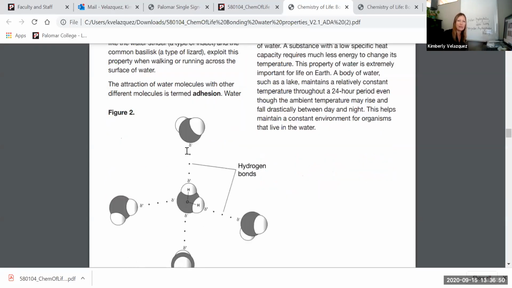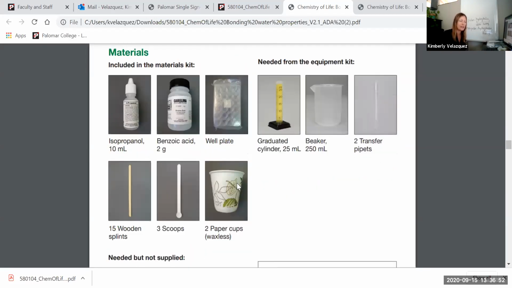Okay, so these are the materials that are included in the small bag. Here are your waxless paper cups. You will not be using those. You can do whatever you want with those. And then when you open this up, you'll see that you have what's called a well plate, and you want to remove that from the bag.